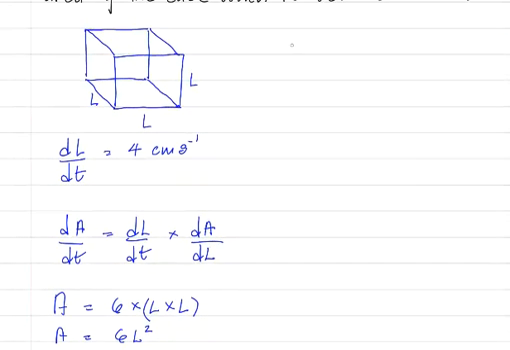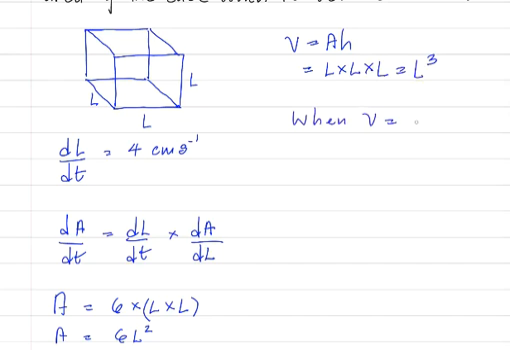Alright, so let's go back up top here. Now the volume of a cube is equal to area times height, which is equal to length times length times length, which is L cubed. Now when V is equal to 216, L cubed is equal to 216. The opposite of cube is cube root. So therefore L is equal to the cube root of 216. L is equal to 6 centimeters. So when the volume is 216 centimeters cubed, L is equal to 6 centimeters.